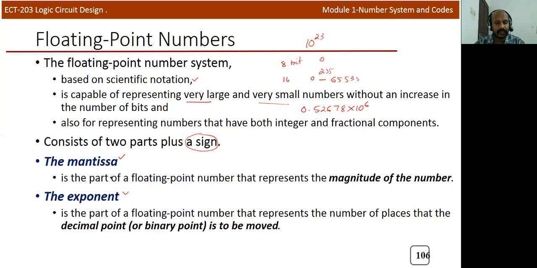The mantissa represents the magnitude of the number, and the exponent part is normally the number of places that the decimal point is to be moved, just like 10 raised to 23 or something like that. That is the exponent part. We will see one example now.